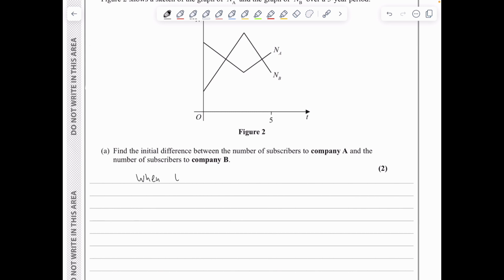So this means that when t is 0, then n of A is simply the absolute value of 0 minus 3 plus 4, which gives an answer of 7, whereas n of B is equal to 8 minus the absolute value of 2 times 0 minus 6. Remember, we're substituting t with 0, so we get 2. So we've got 7 minus 2 is equal to 5, and therefore we conclude that we've got a difference of 5,000 subscribers, because remember that the numbers are in thousands of subscribers.